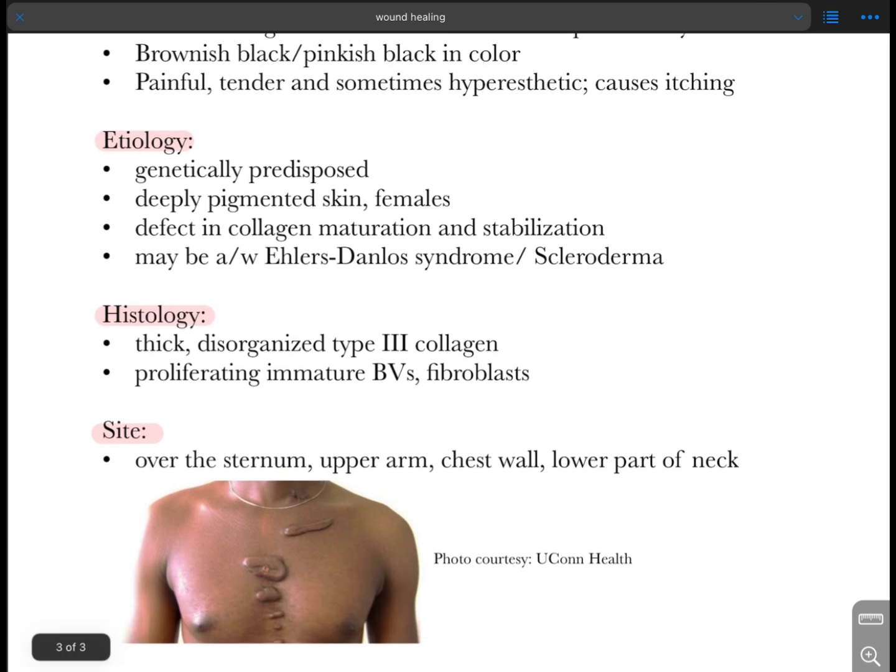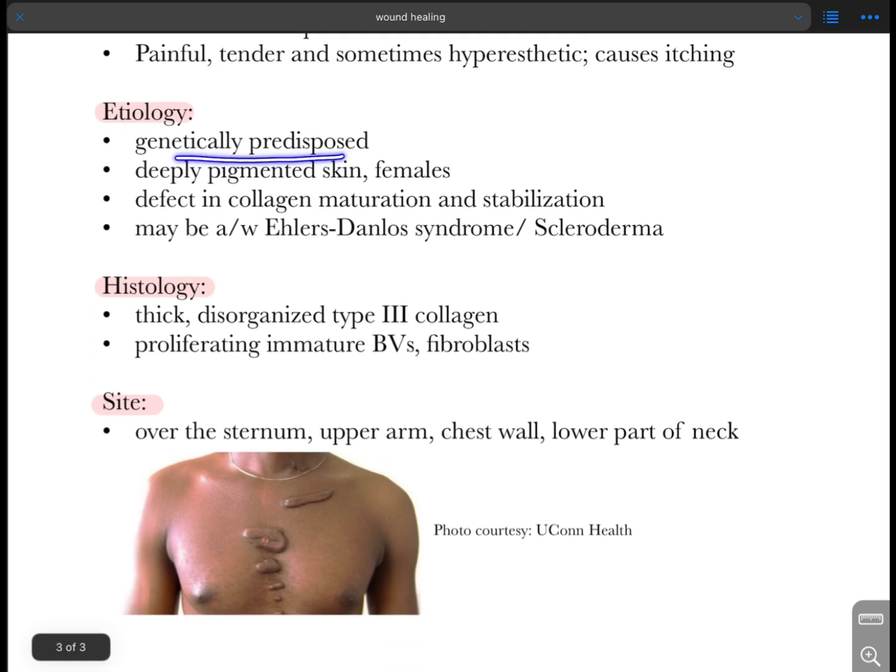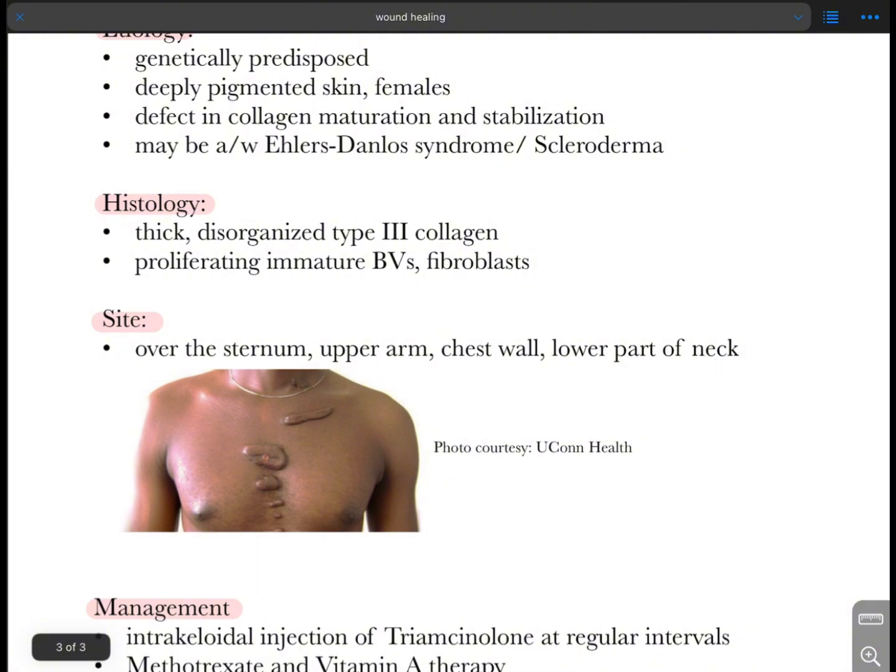Now talking about the etiology, it may be genetically predisposed and it's more common in deeply pigmented skin and in females. It occurs due to the defect in collagen maturation and stabilization, and it may be associated with Ehlers-Danlos syndrome and scleroderma. So these are some connective tissue disorders where keloids are common. And in histology, we can see thick, disorganized type 3 collagen and proliferating immature blood vessels and immature fibroblasts.